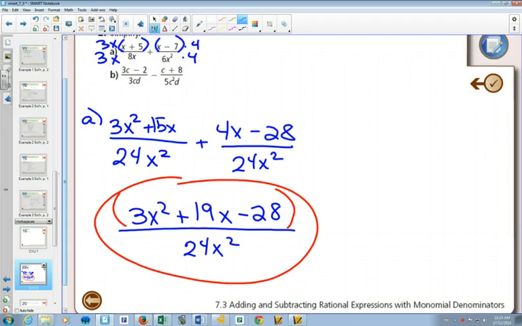Looking at part B. Again, same idea as before. Part B, we need a common denominator. Look at your numbers. 3 and 5. You need 15. So this one needs to be multiplied by 5 and 5. This one by 3 and 3. 5C. And this one needs a C. And the other one's fine. You do that every time, just multiply one by the other.